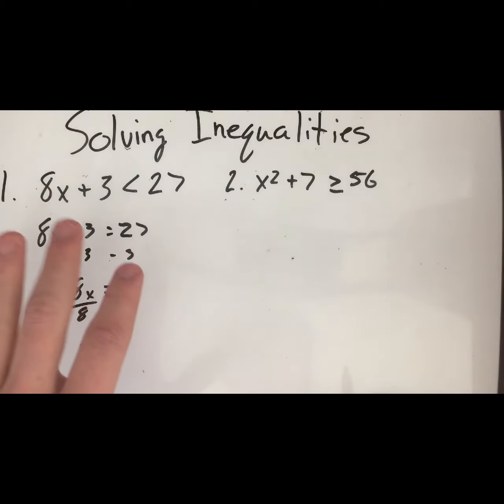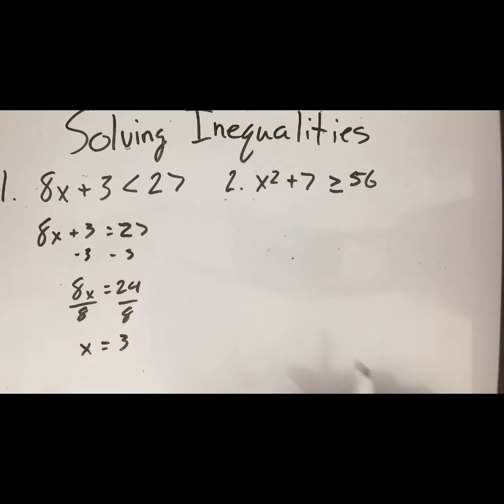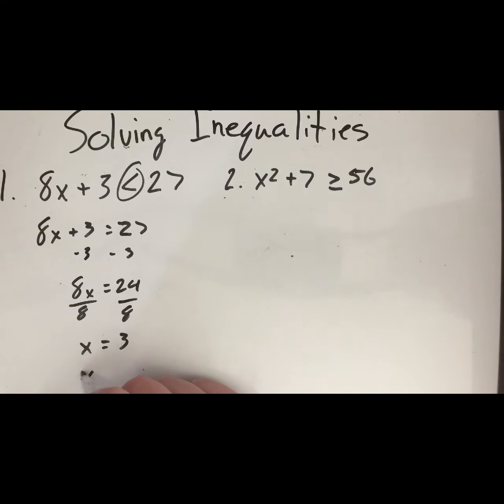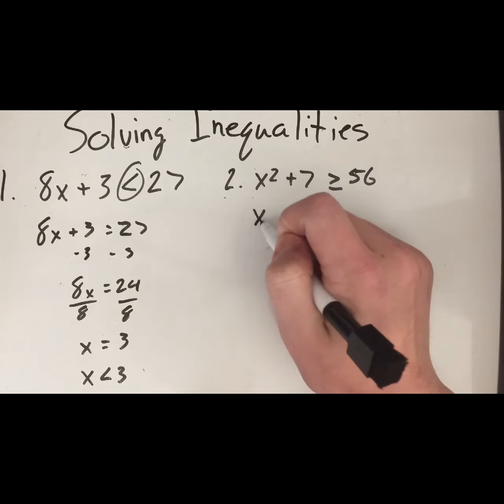Now comes the inequality. So you want to look at the symbol that you had initially, and basically just put it in place of the equal sign. So you see that we had a less than over here. x is less than 3. There's your answer. Alright, here's our next problem over here. x squared plus 7 is greater than or equal to 56. Now let's start off just putting it into a normal algebra equation.